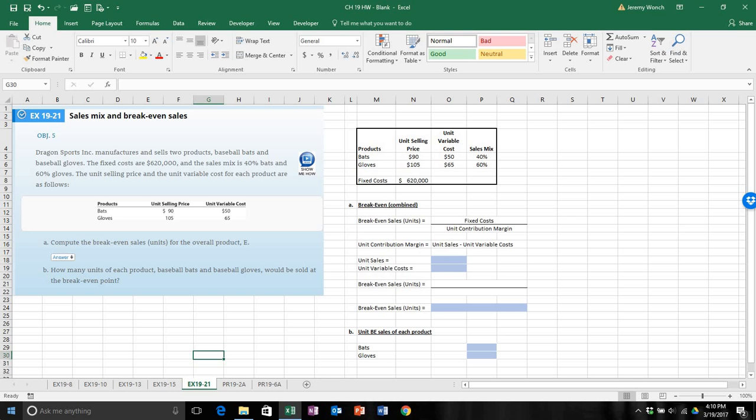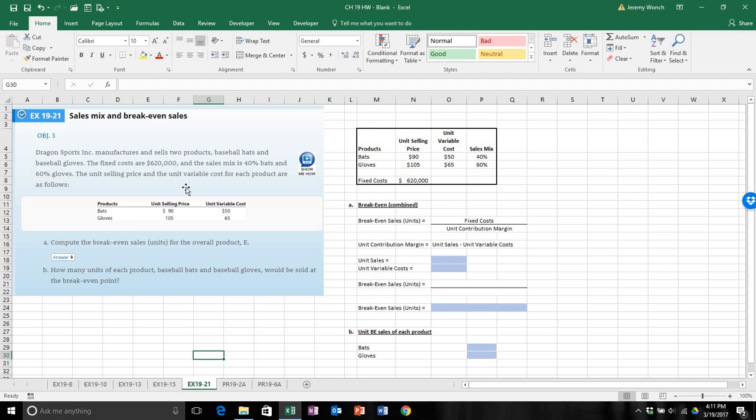All right. So on this next one, we're going to deal with a sales mix. Dragon Sports sells and manufactures 2 different products. They sell only baseball bats and baseball gloves. And they have fixed cost of $620,000. And so the sales mix is going to be 40 bats, 60 gloves. So that means for every 10 that they sell, 4 of them are going to be bats, 6 of them are going to be gloves.